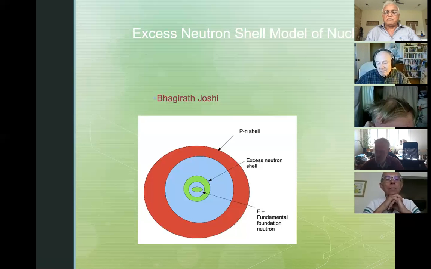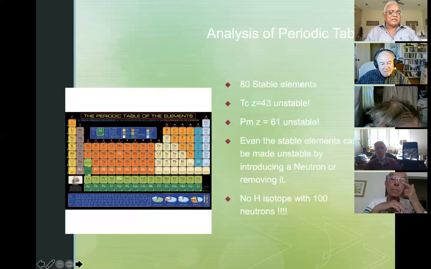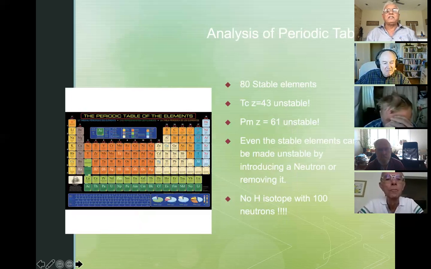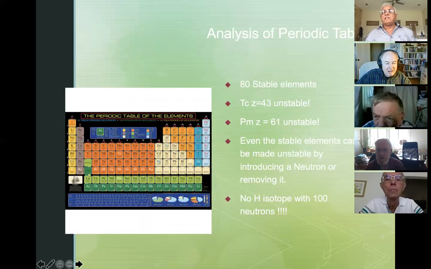Here is the periodic table, and when you look at it, there are only 80 stable elements. Technetium and promethium are not very massive elements, but they are unstable, and none of them exist in nature. They are only made in the nuclear reactor through other fission products.